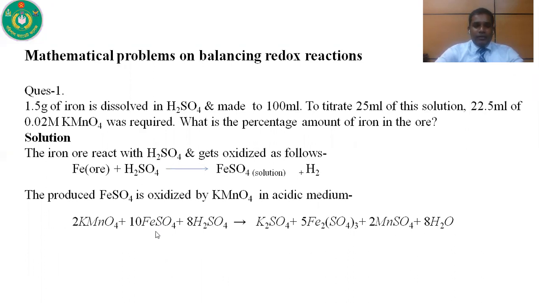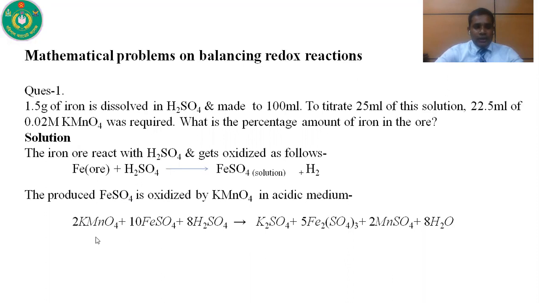After writing this chemical reaction, we need to balance it. I already discussed the balancing of this reaction. After balancing, we need to find the amount of iron by using potassium permanganate. Here you can see that there is a relation between potassium permanganate and iron, that means in ferrous sulfate.